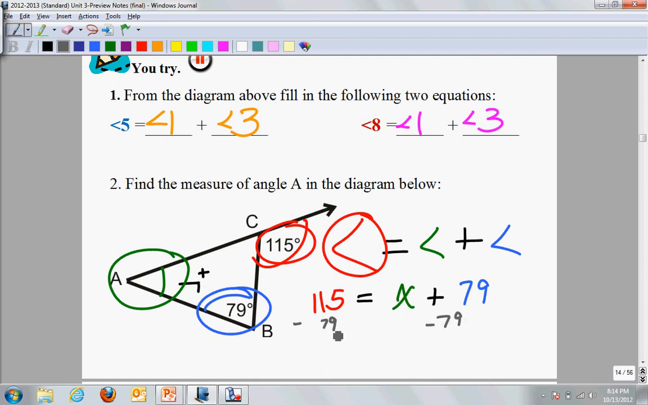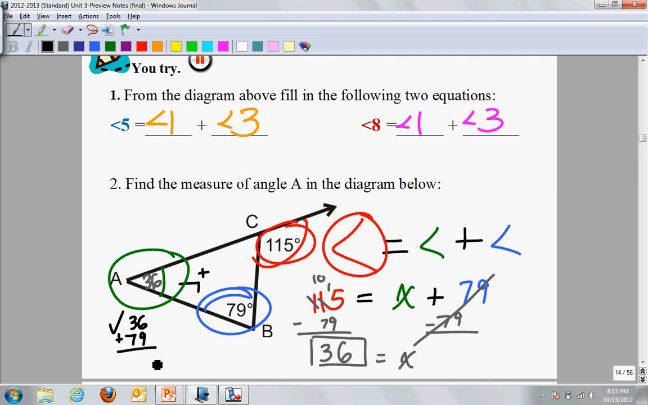Minus 79. And X is 36. Here's your check. Let's check. 36 plus 79. That's going to be 15. Carry the 1. 115. There's your check. It matches. Please review these pages carefully and be prepared for our next class.